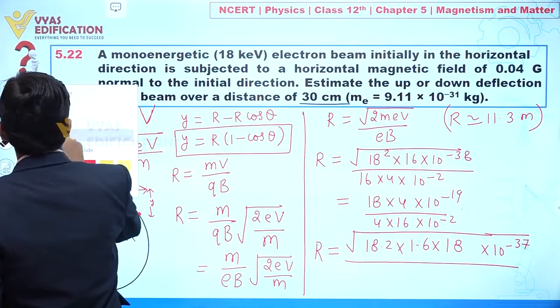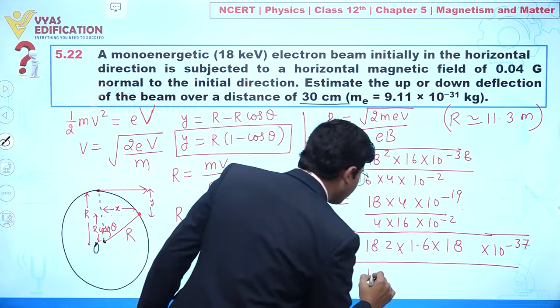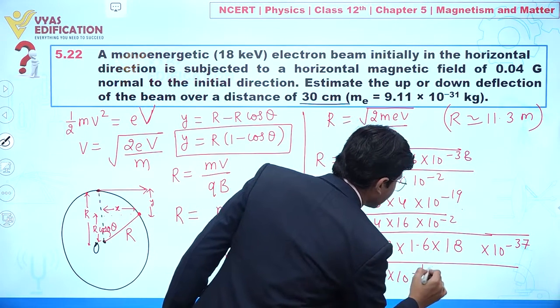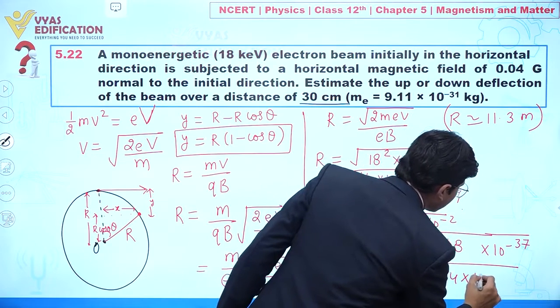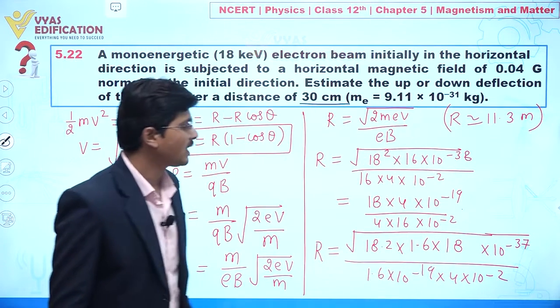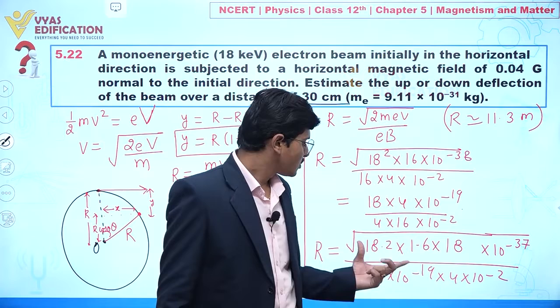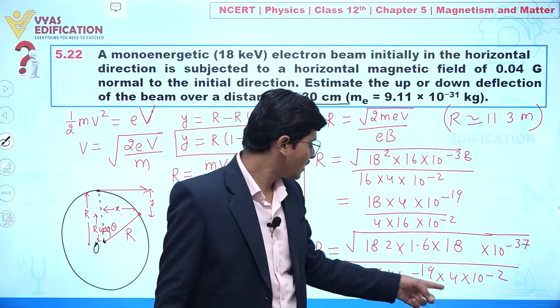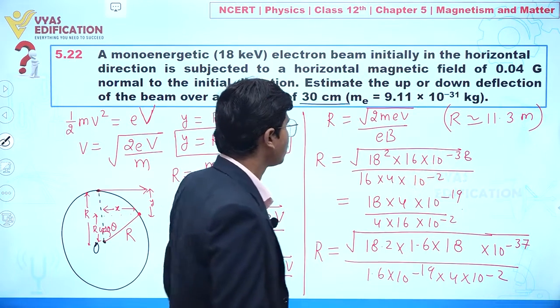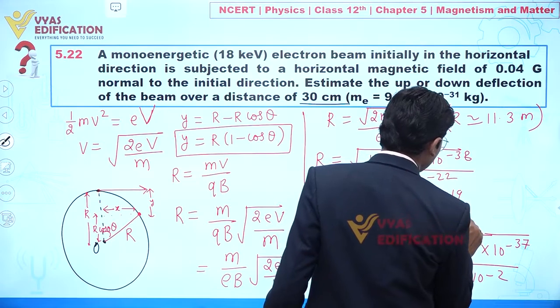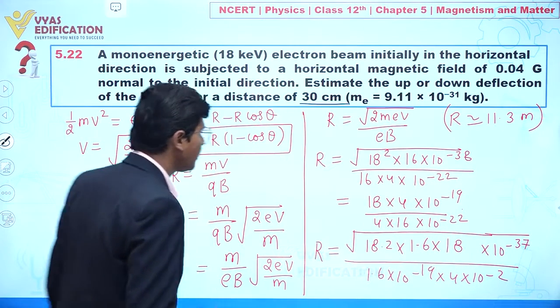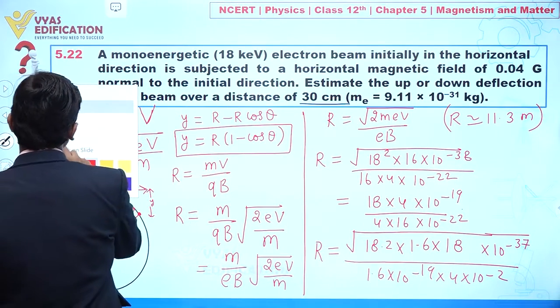So in the denominator we are getting 1.6 into 10 to the power minus 19 and 4 into 10 to the power minus 2. So we are getting here 16 into 4, and that is 10 to the power minus 22. So now we can write like this.